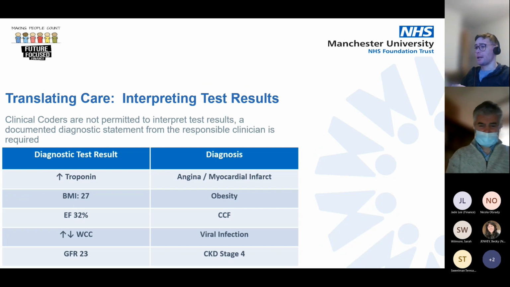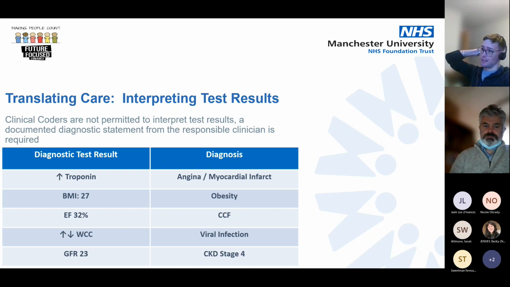I mentioned test results earlier. So coders can't interpret test results because, again, we're not clinically trained. And sometimes you can think, well, that's ridiculous, because we all know that high BMI indicates obesity, and that's fine. But we don't all know whether a raised troponin level indicates angina or a heart attack, and what the differences would be and what the parameters would be. And it can't be that we'll interpret some results but we won't interpret others, because then it just really muddies the water. So the flat line is, we can't interpret results. That responsibility has to stay with the clinicians.